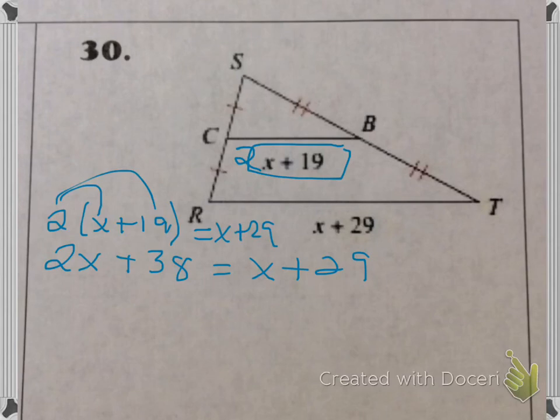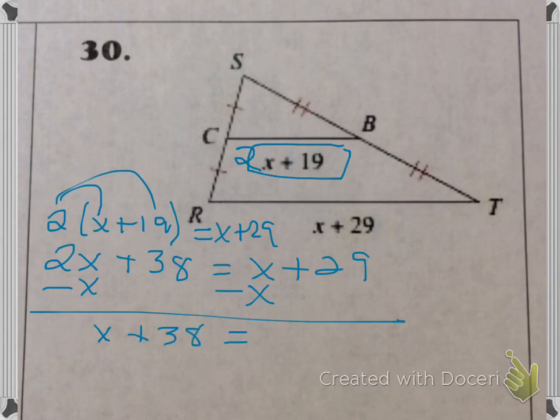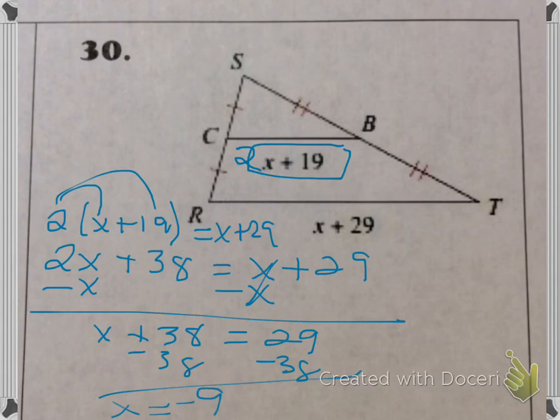So I always like to get my x's on one side together first, and I always like to move them so I can keep them positive if possible. So I have 2 x's over here and only 1 on the other side, so I'm going to move the 1x to be with the other x's. So 2x minus 1x is just x. So I have x plus 38 equals 29 because those x's canceled over here. I'm going to subtract the 38 to the other side. And I get x equals negative 9 for my solution.